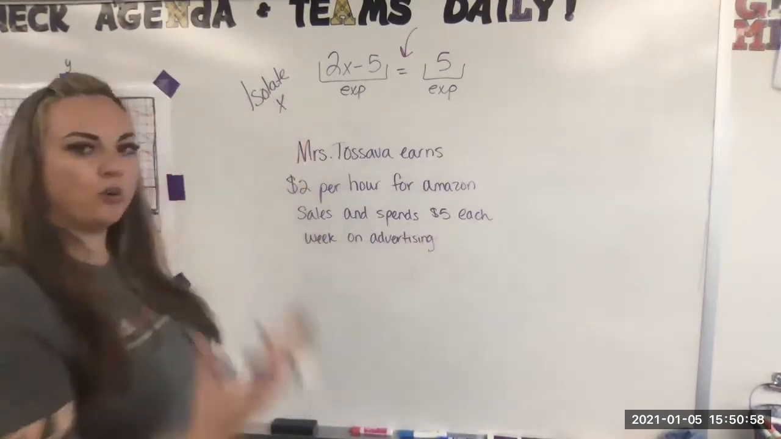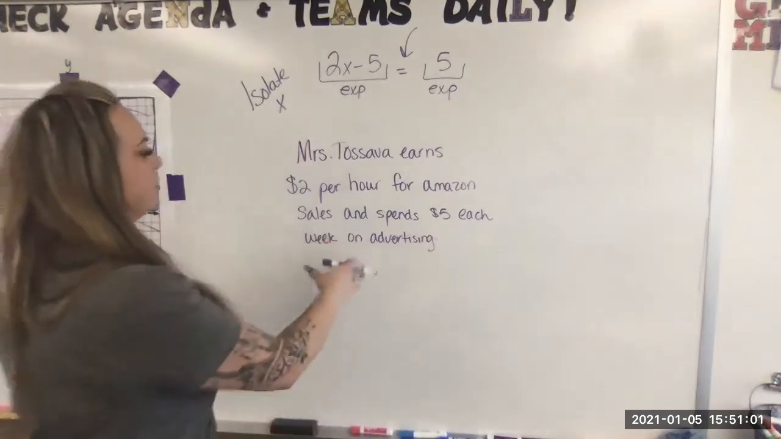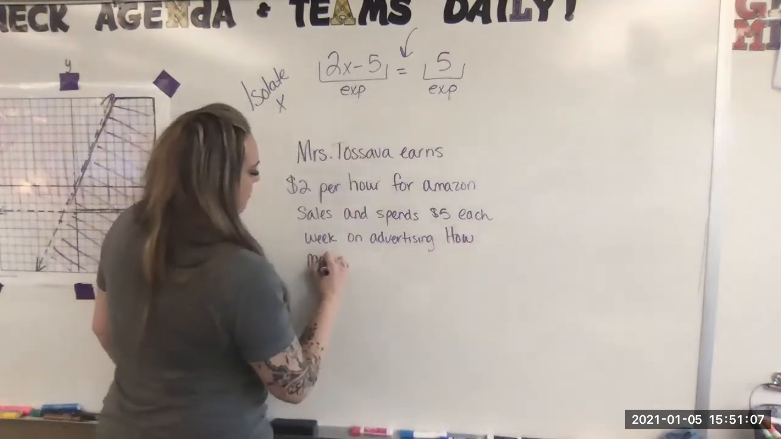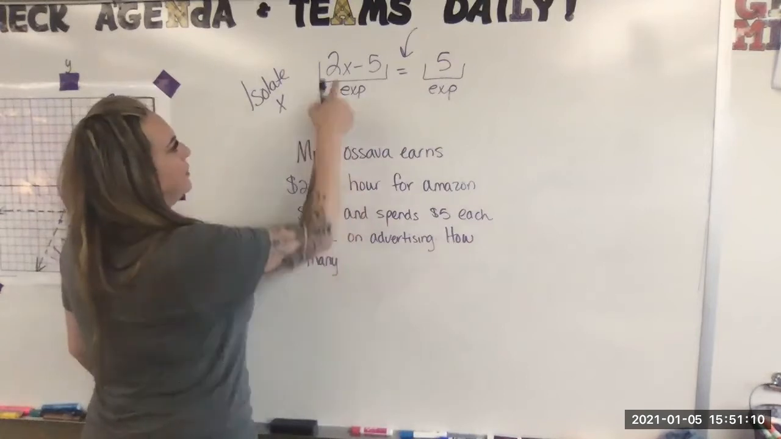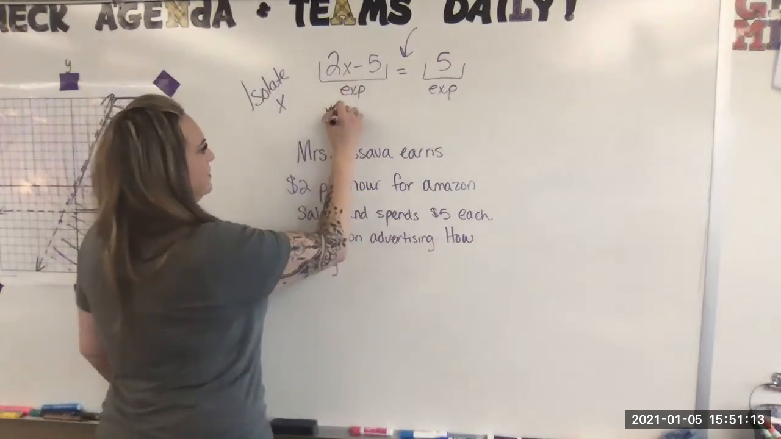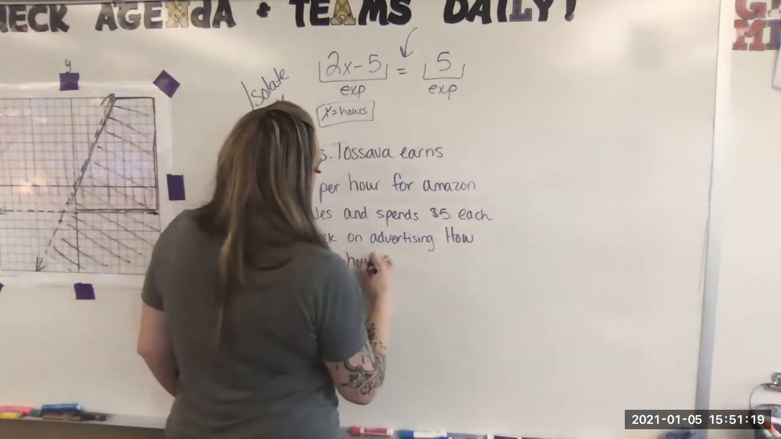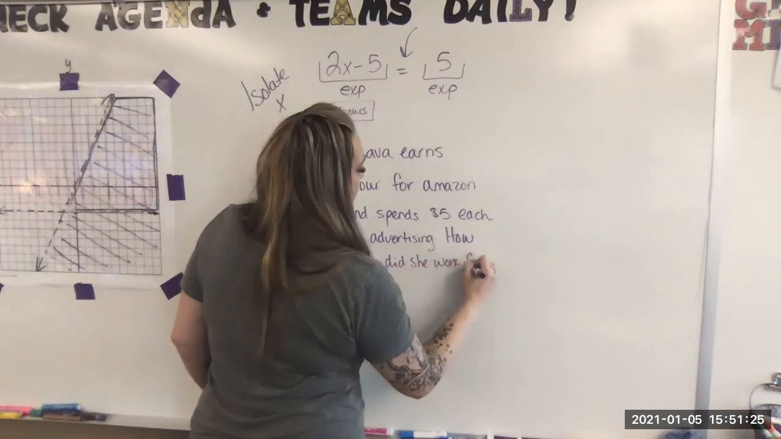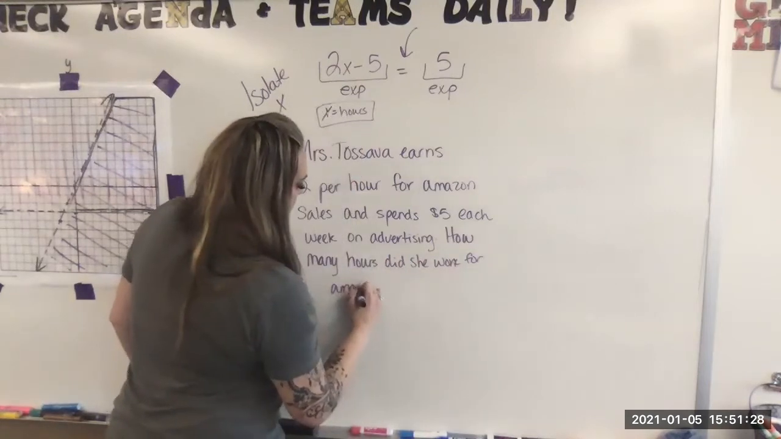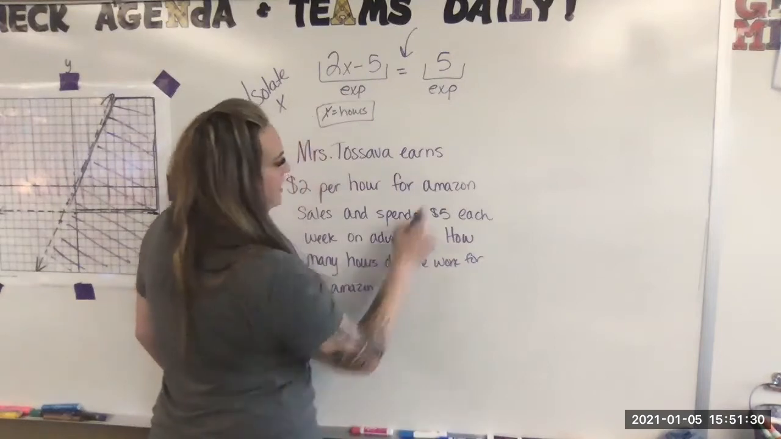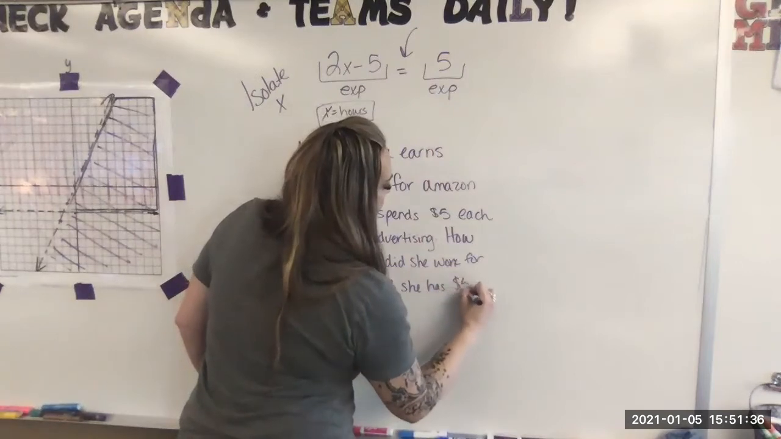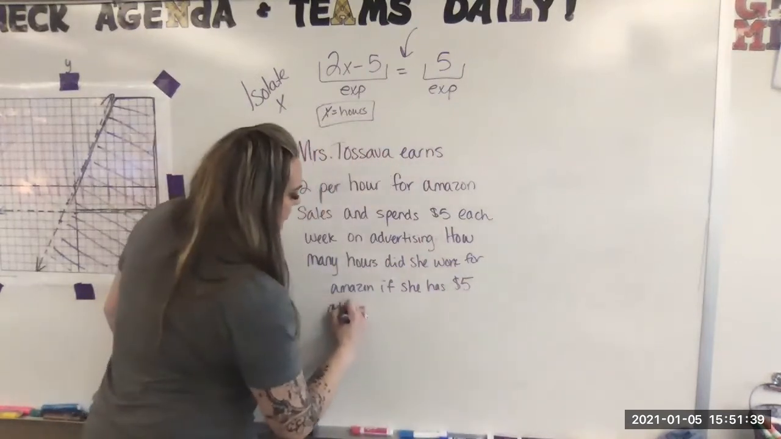Now here comes the how many or what is, because we're answering a question. How many hours, because we don't know the hours, x is the hours. How many hours did she work for Amazon if, here's the criteria, if she has $5 at the end of the week.